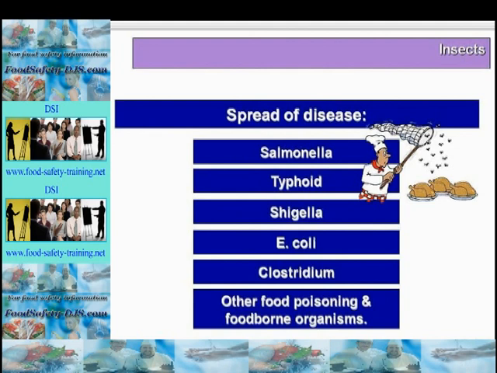Insects, as well as rodents, spread disease, such as salmonella, typhoid, shigella, E. coli, clostridium, and other food poisoning and foodborne organisms. Flies, as an example, their methods of contamination include the regurgitation of their stomach contents, feces, bacteria from their feet, hairs on body and legs, pupal cases, eggs, larvae, and dead bodies.